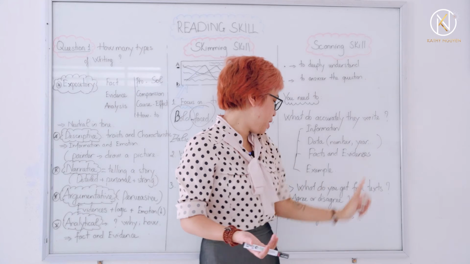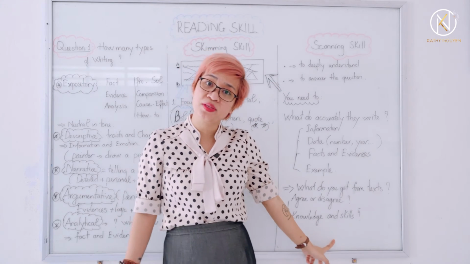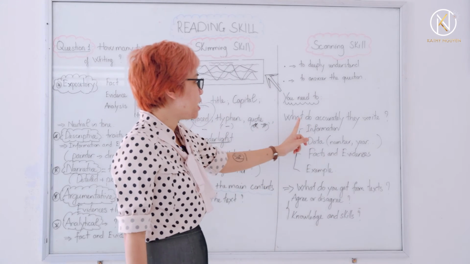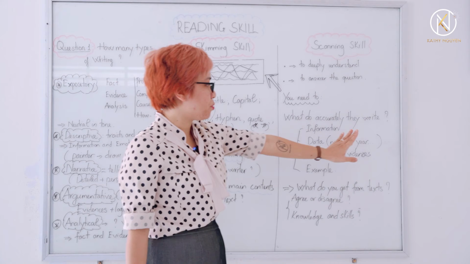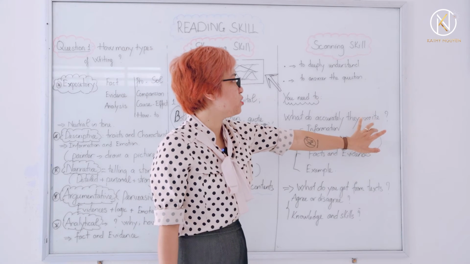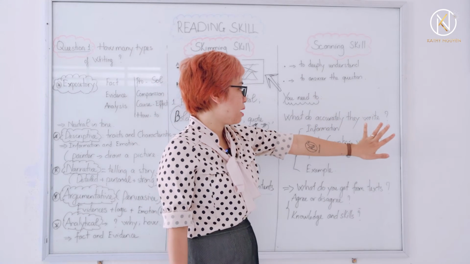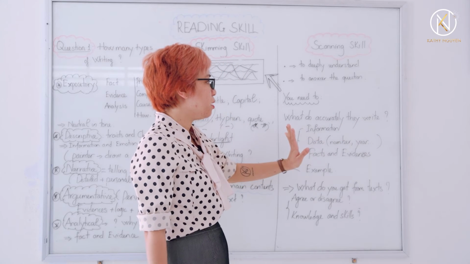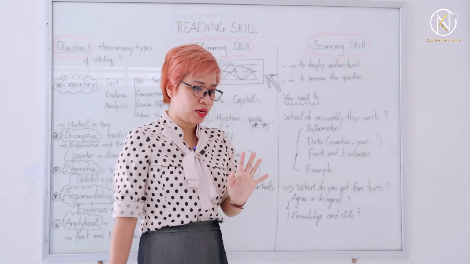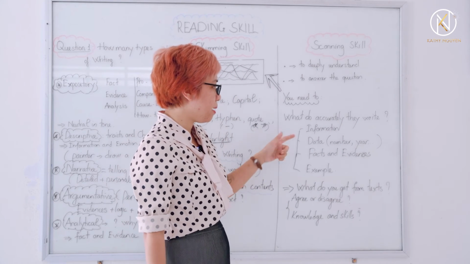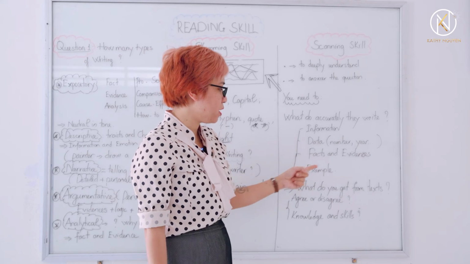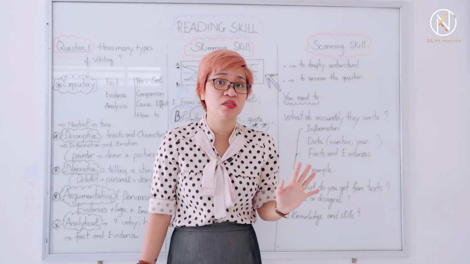So, for example, here, and I will talk about this later, okay? So let's see what exactly they write. You need to answer this question: what exactly did they write? I mean, they wrote something before, but when you read it, you have to understand the information, data, facts, evidence, and examples if they have them, okay?